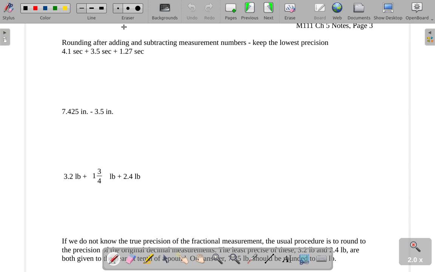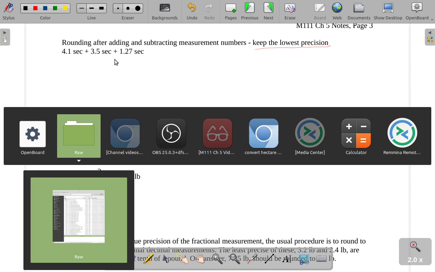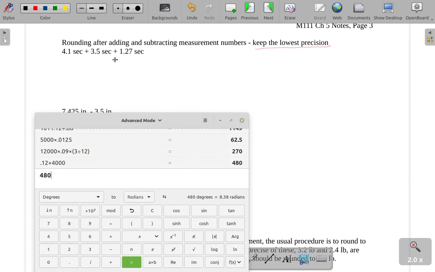So when we're adding and subtracting these measurement numbers, the general rule is to keep the lowest precision. This one is to the 10th of a second, this is to the 10th of a second, this is the 100th of a second. Both of these are lower precision because they only go to the nearest 10th of a second. So when we add these numbers together, we need to round to the nearest 10th of a second. We essentially lose some precision when we add them together.